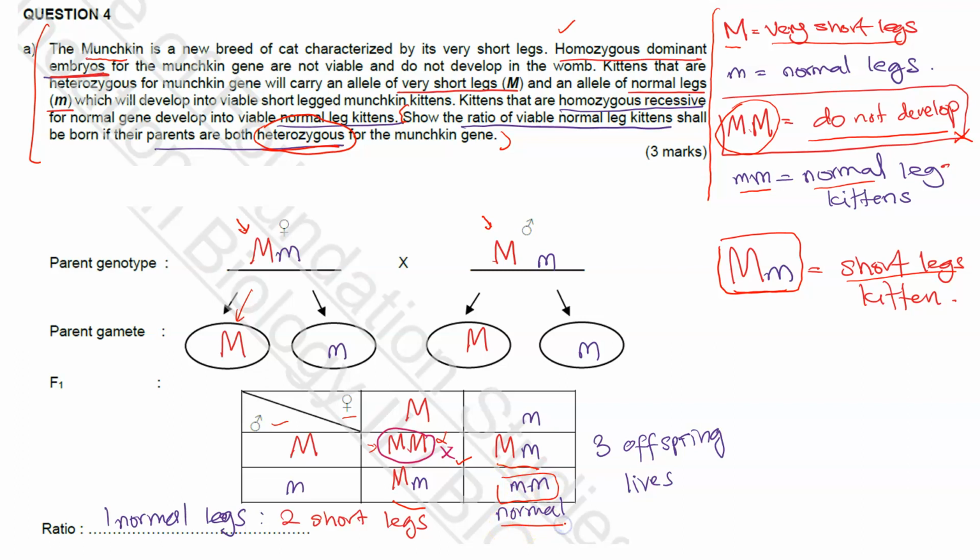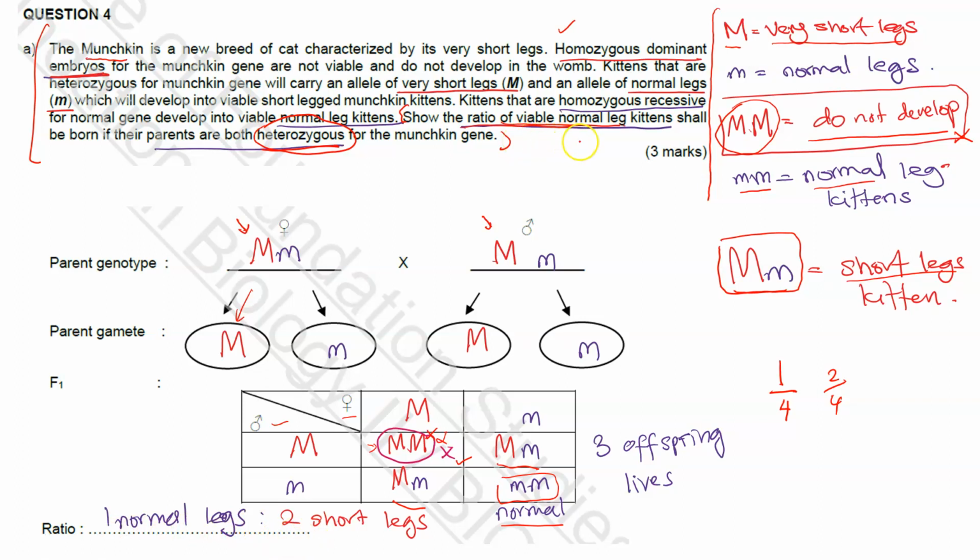Okay, so the question asks for you to show the ratio of viable normal legs. So 1 normal to 2 short legs. Okay, so kita tak kira yang mati ni. So selalunya pecahan tu di per 4 kan, 2 per 4. Okay, so for this type of question, it already tells you that for homozygous dominant, the kitten will not be able to survive. So only 3 offspring produced. So 3 lah. So 1 normal legs ataupun 2 short legs.